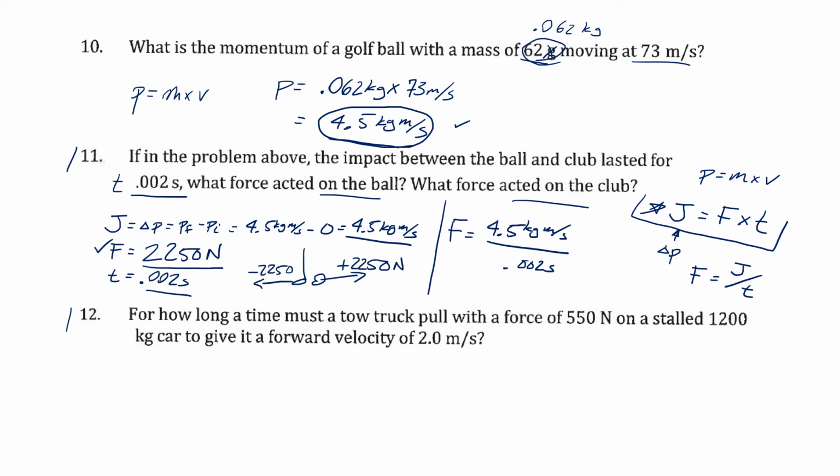That's a little bit arbitrary. We don't know at what direction they hit it, right? To the right is positive, to the left is negative. Done. That's a golf club, by the way.